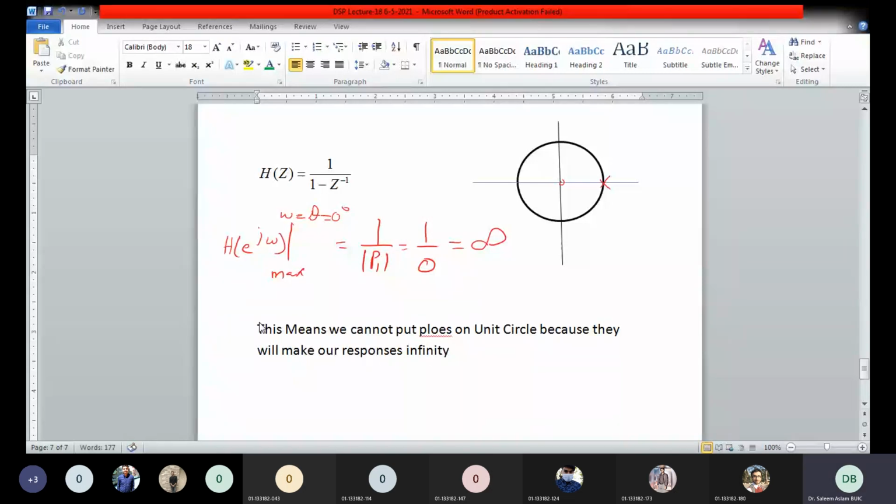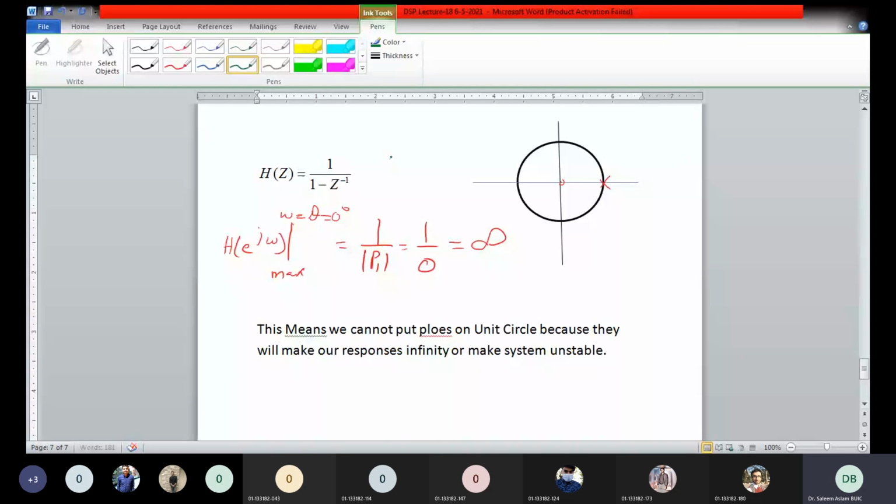How do you define infinity in our terms? Or make the system unstable. It will make our system unstable. So it means that we can say that this is not a valid system. We are not happy. Not a valid system. So we cannot place a pole on a unit circle. From this example, we clarify that we cannot have a system 1 over 1 minus z inverse. So wherever even one pole comes on the unit circle, that will make your response infinity. Okay, beta? Yes, sir.